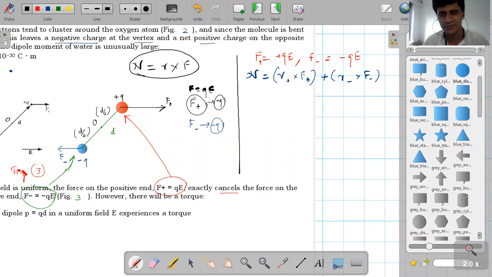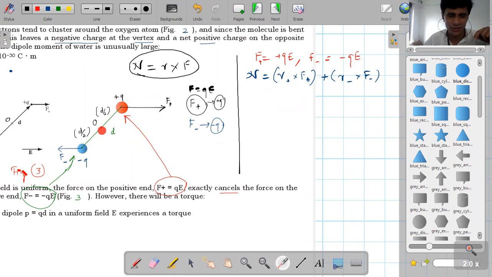Hello student. Yes, sir. Now look, this is your basic equation, I will use the laser pointer, and I am dividing this equation like this: r plus cross F plus, plus r minus cross F minus. What is the r plus? It is the distance between O and the positive charge. What is the r minus? It is the distance between O and the negative charge.